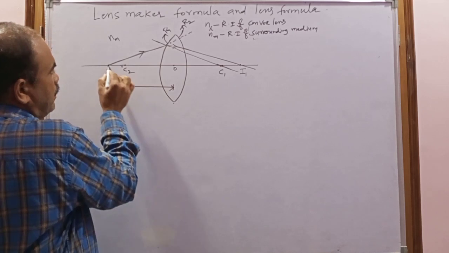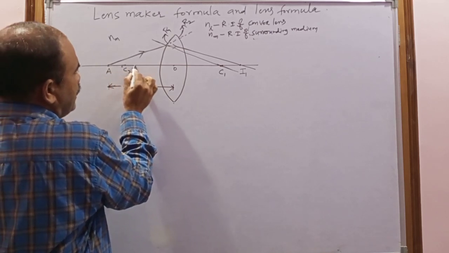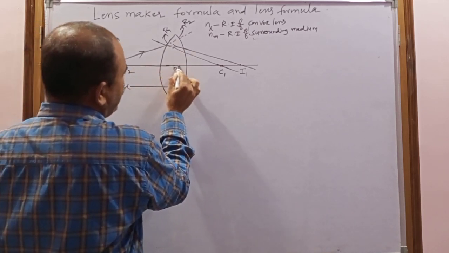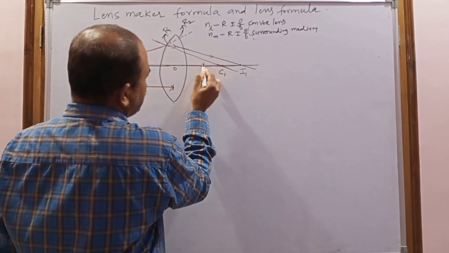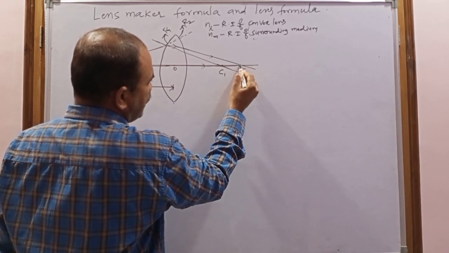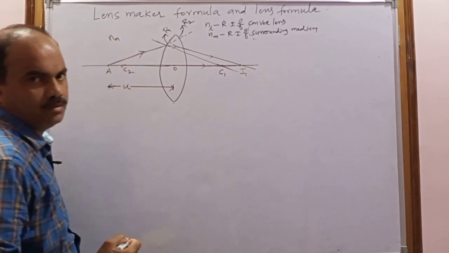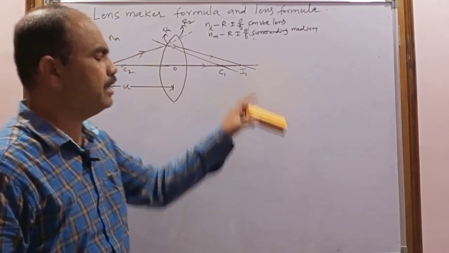Otherwise, consider another ray that is passing in the direction of the optic center; it will continue along the same path. Now this first refracted ray and this second refracted ray intersect here. Due to that, the image is formed here. That image is called the real image.